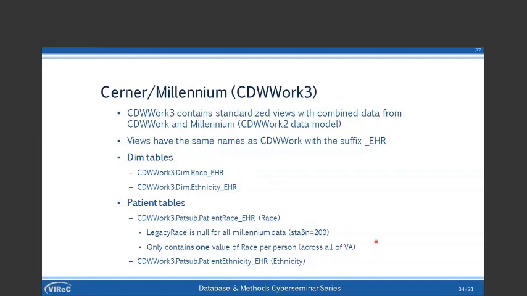However, with the Millennium data, currently all we have is one value of race per person across all of VA. So we do not have a value of race per site per person. It's all across all of VA, and we are currently not able to get the multiple values for people who are multiracial. And then the patient ethnicity_EHR would contain the combined ethnicity data.